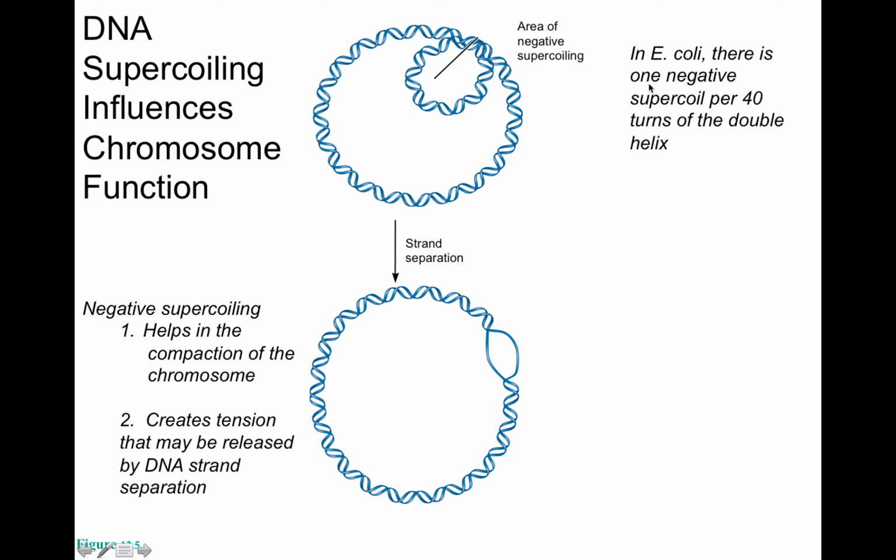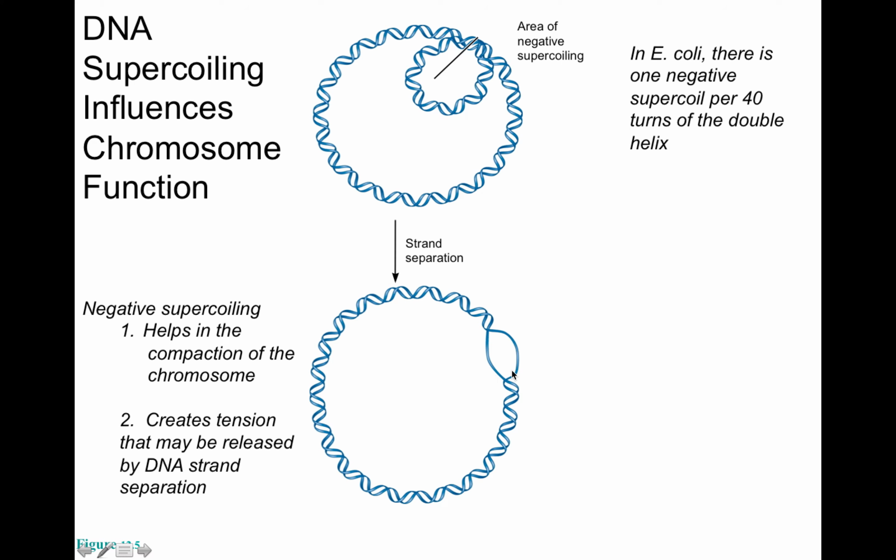In E. coli, there is one negative supercoil per 40 turns of the double helix, typically. Negative supercoiling helps the compaction of the chromosome, but it also creates tension that may be released by DNA strand separation. If you have a region of base pairs here that is less stable than its surrounding DNA sequence, then these strands will separate if there's a negative supercoil.